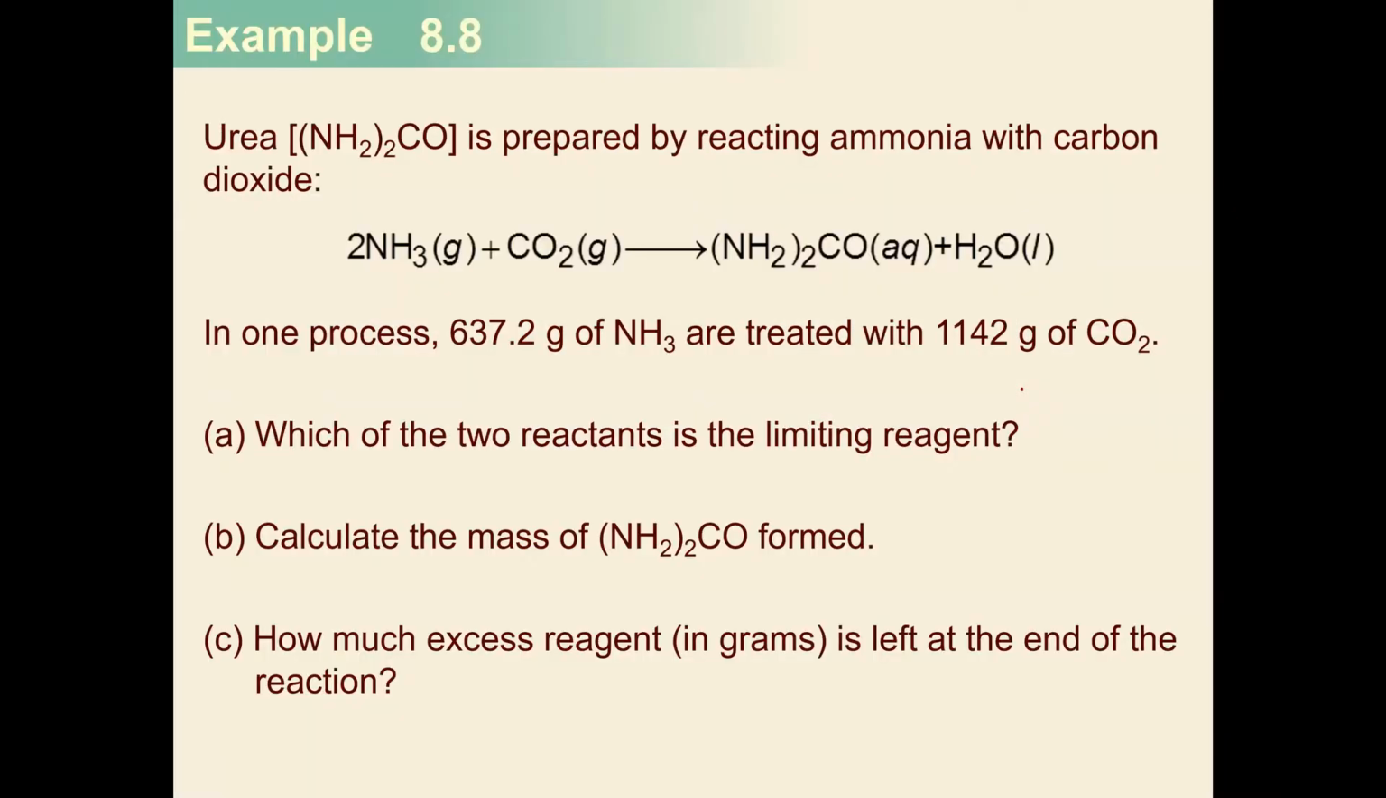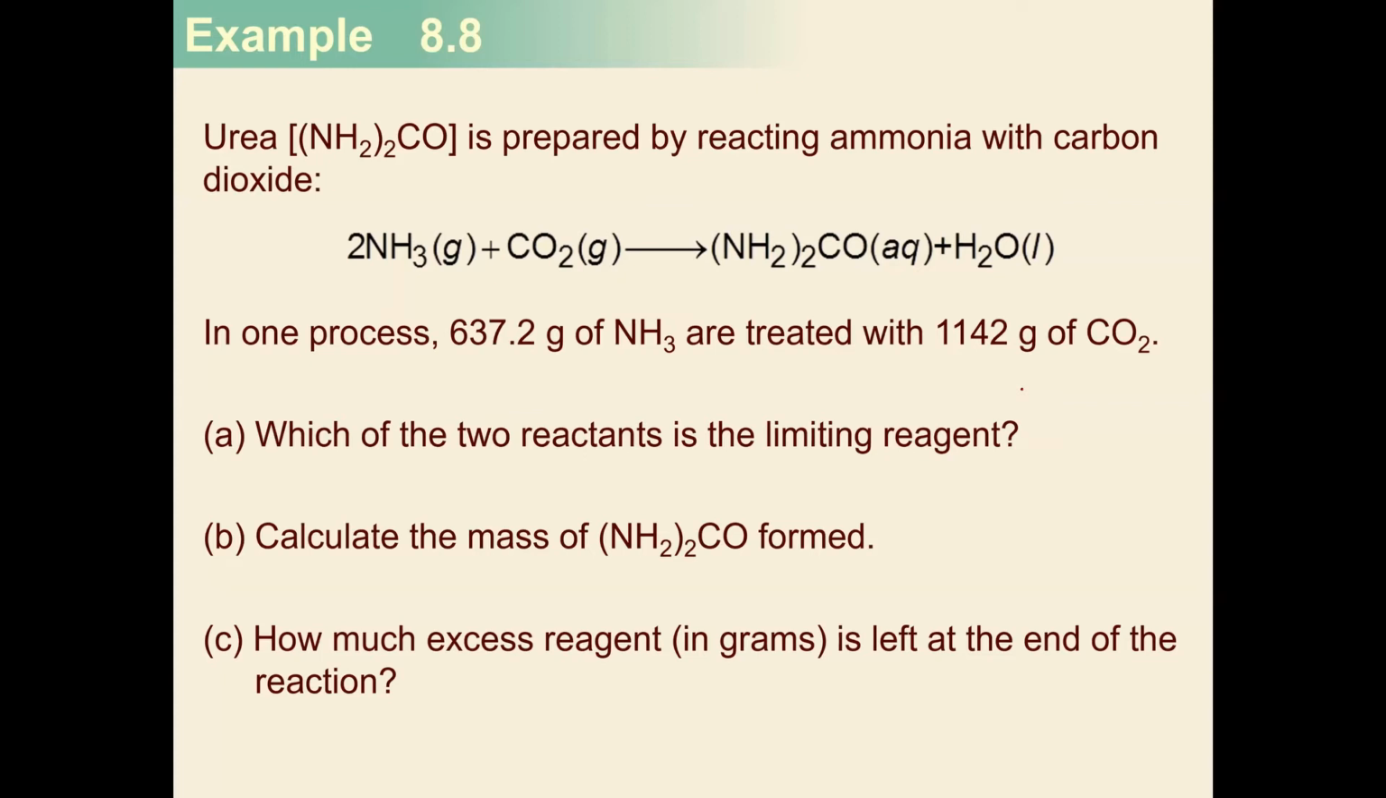So let us talk about this now in a chemistry sense. Now that you understand how to build things with parts that may not be equivalent, let's look at it in a chemistry route. So we're going to build urea, and it is prepared by reacting ammonia with carbon dioxide using the balanced chemical equation that you see. In one process, I have 637.2 grams of ammonia, and I have 1,142 grams of carbon dioxide. So first thing we need to do is see which of the 2 reactants is our limiting reagent.